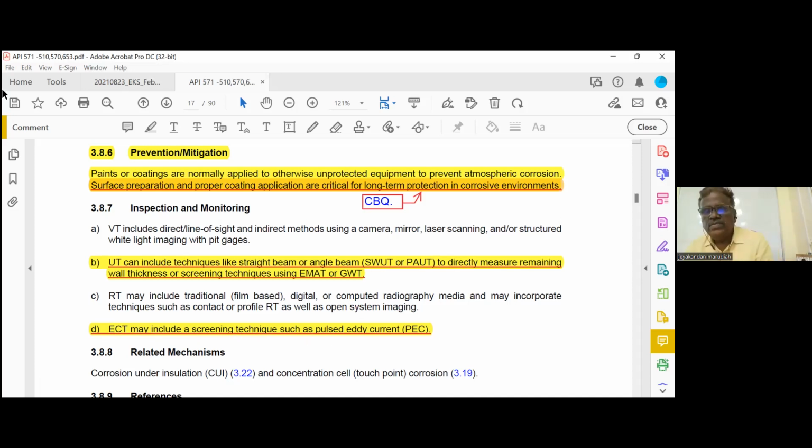Now, everywhere this guided wave testing will come. So let us see what is guided wave testing. So this is called guided wave testing or long range ultrasonic, all are the same.